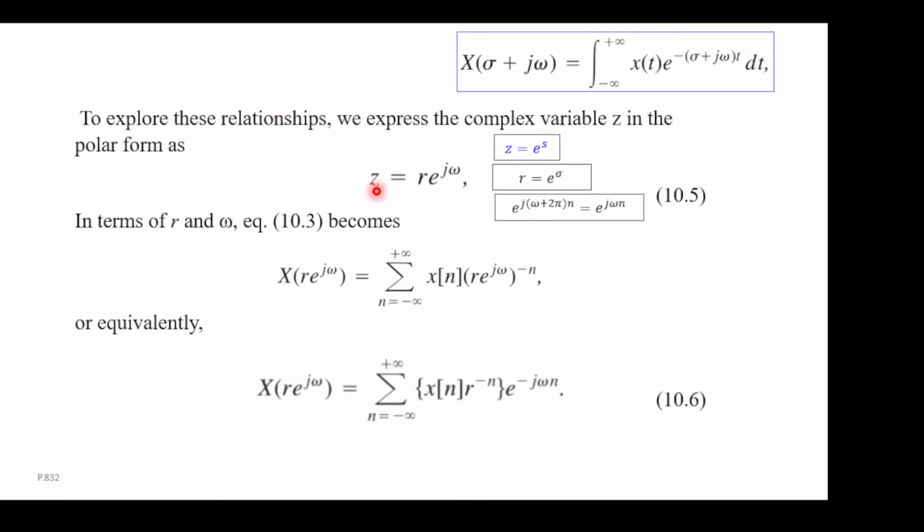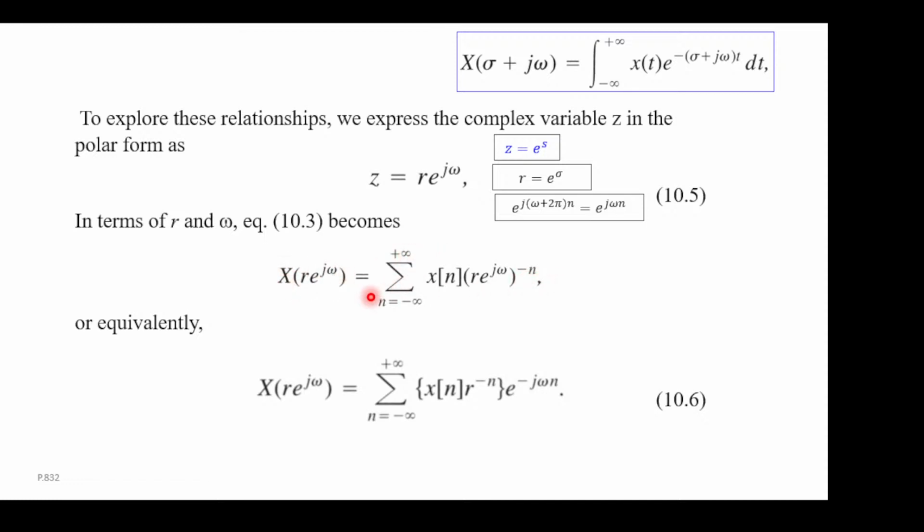And as we said, we want to take z in polar coordinates. This is similar to when we do the Laplace transform, where we take s to a real part and an imaginary part. Now we take z to a magnitude part and an angle part. So z equals r times e to the j omega. And we think about, what is this thing?